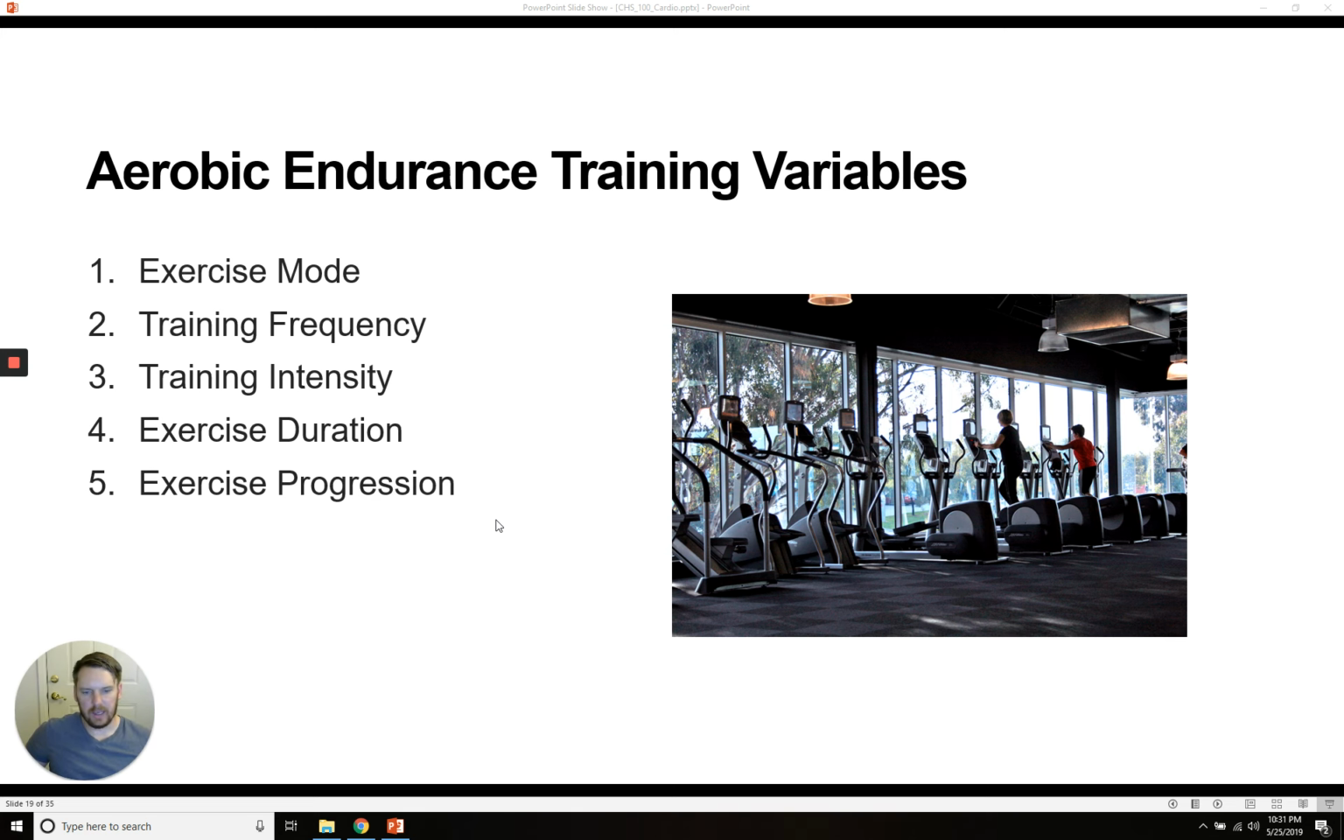Exercise progression. You want to make sure that you're progressing. You're not just doing the same thing. If you just do 30 minutes of the same speed on a treadmill every day, you're probably never going to see much progression. There needs to be some sort of progress made in terms of any one of these variables. Maybe it's through increasing intensity, maybe it's through increasing duration or frequency. And also overload. You have to be providing some sort of overload stimulus for your body to adapt.